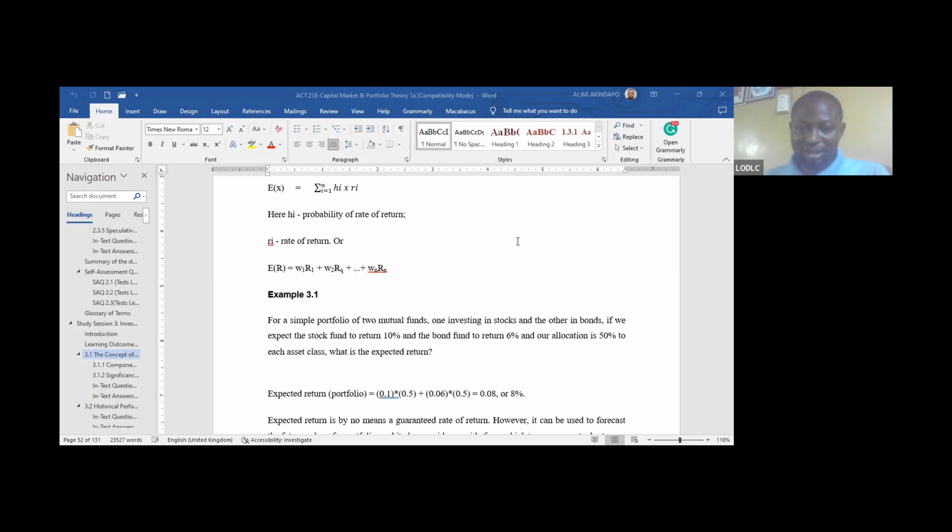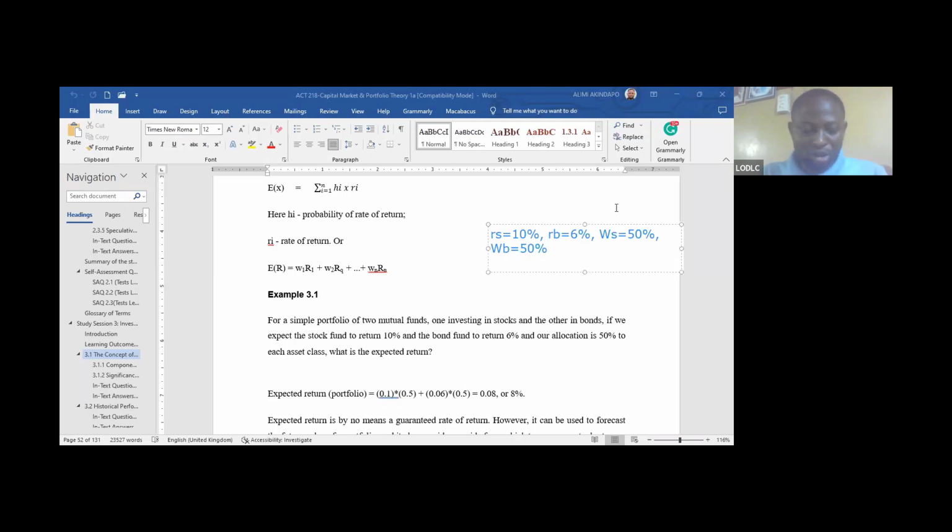Your R is 10%. R for stock. If we expect the stock, so RS is equal to 10%, and the bond RB is equal to 6%, and our allocation is 50% to each asset. So your weighted average for stock will be equal to 50%. So then your weighted average for bond will be equal to 50% as well.